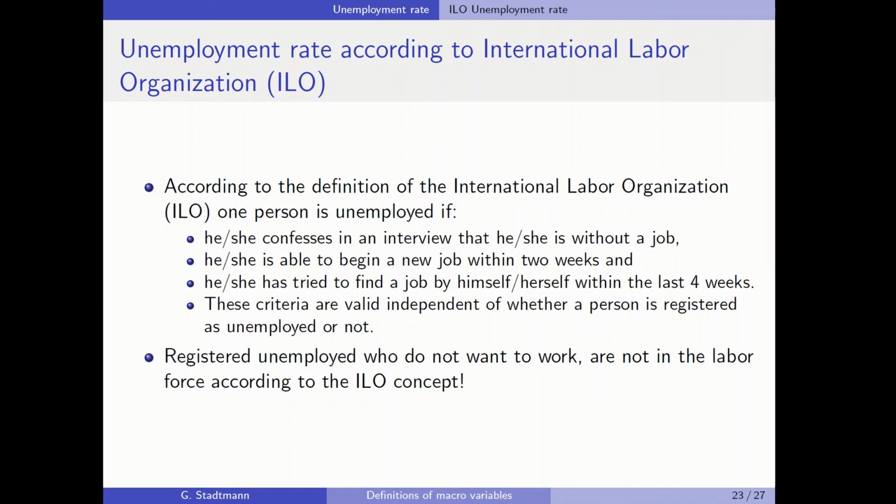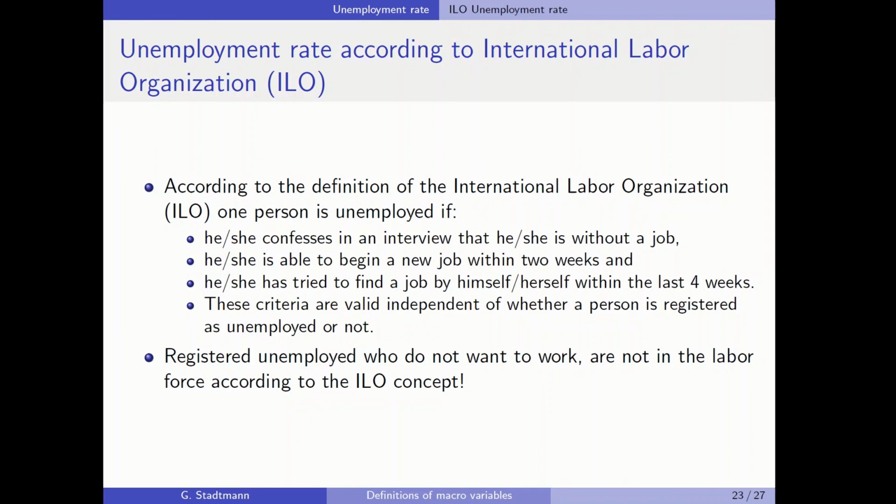These criteria are valid independent of whether a person is registered as unemployed or not. So, according to the ILO concept, an interview takes place and the interviewer asks: Do you have a job? Yes or no? Are you able to begin a job within the next 2 weeks? And have you looked for a job by yourself? And when you get 3 yeses, then this person is unemployed.